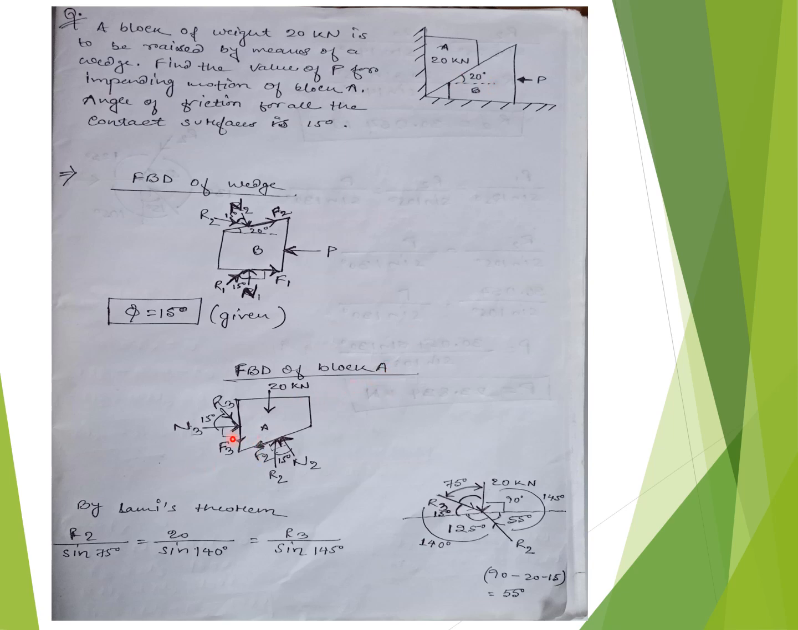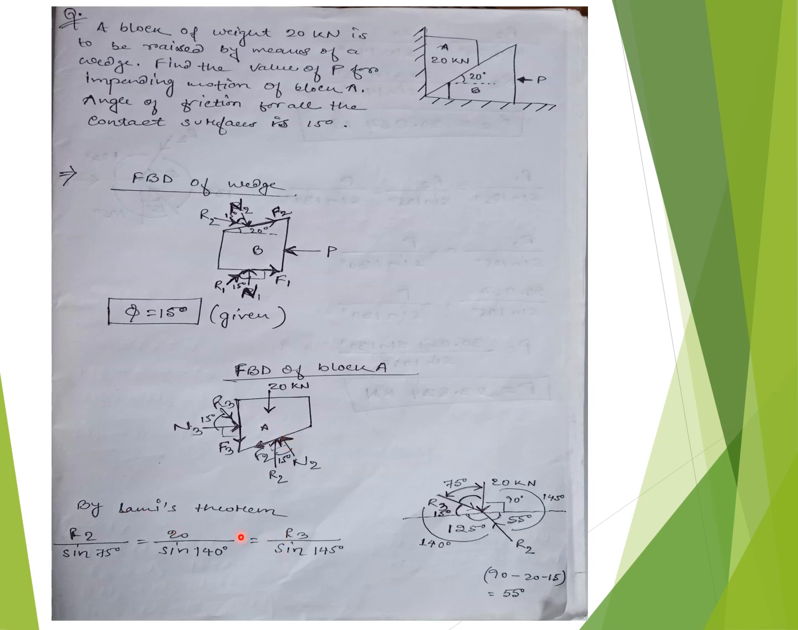Here N3, same, is the reacting force perpendicular to the surface. F3 is the frictional force and R3 is the resultant of the normal force and the frictional force. 20 kN force is already given, and here also R2 is the resultant force, N2 is the reacting force, and F2 is the frictional force acting on the block.